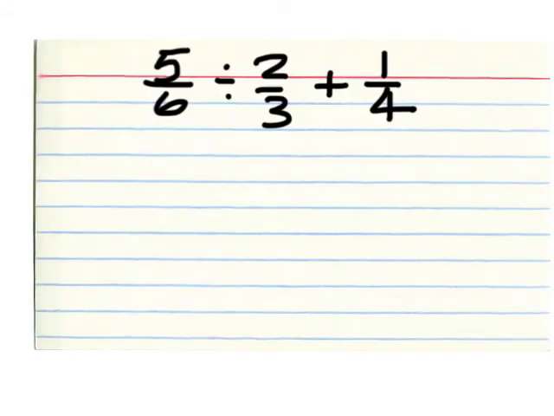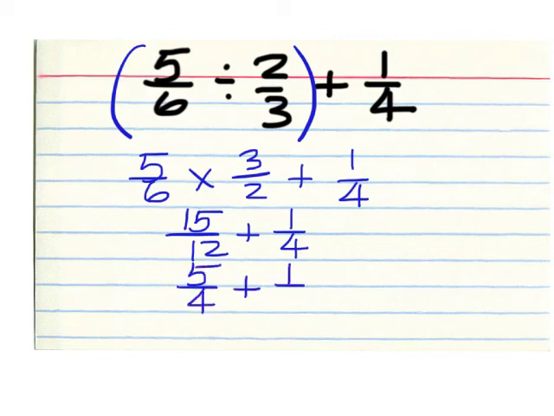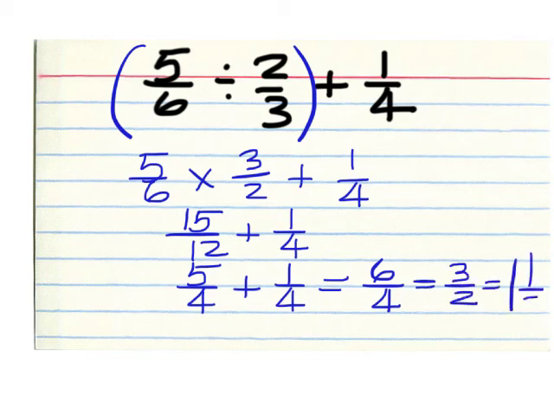Practice 3 solution. 5 over 6 divided by 2/3 plus 1/4. You have to do this first. So it's 5 over 6 times 3 over 2. And that would give you 15 over 12. Reduce that, and you're going to end up with 5 over 4, which works out really neat. You don't need a common denominator because it's already there. You come out with 6 over 4, which reduces to 3 over 2. As a mixed number, it's 1.5.